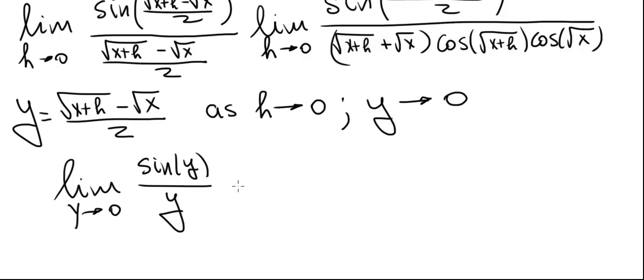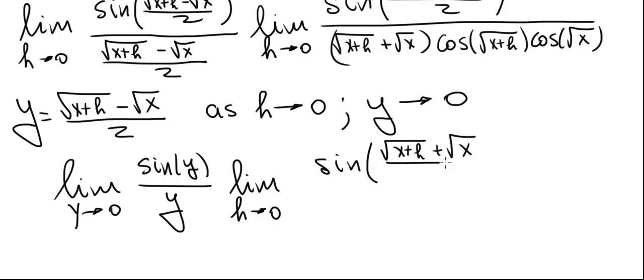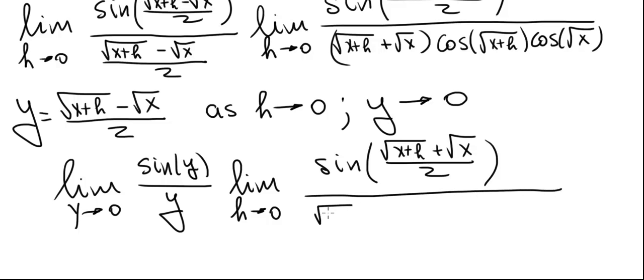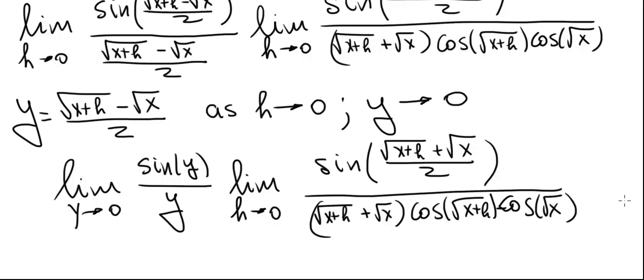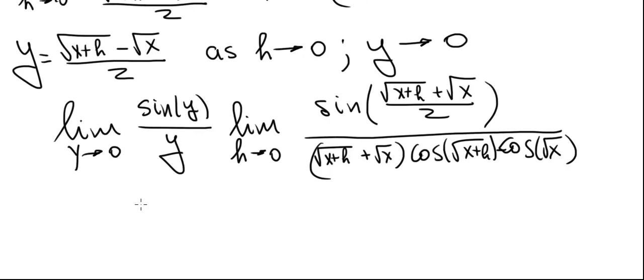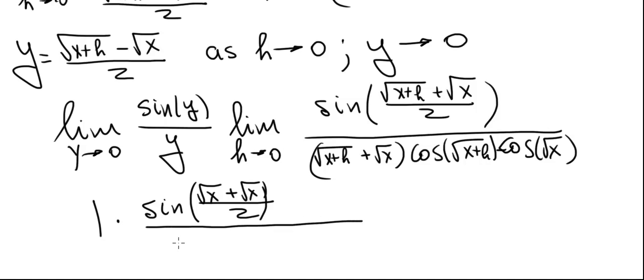That's result number 2. This limit is 1 times the limit as h goes to 0. We have in the numerator sine of (square root of x plus h plus square root of x) over 2. In the denominator we have (square root of x plus h plus square root of x) times cosine of square root of x plus h times cosine of square root of x. Let now h go to 0 in the second limit. The first limit is 1 times the second limit. We have sine of (square root of x plus square root of x) over 2. In the denominator we have (square root of x plus square root of x) times cosine of square root of x times cosine of square root of x.